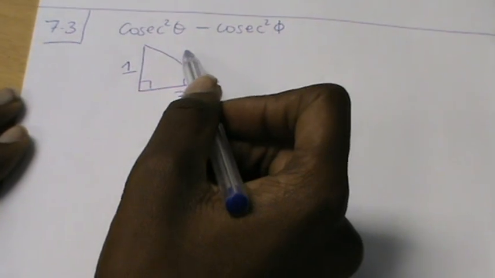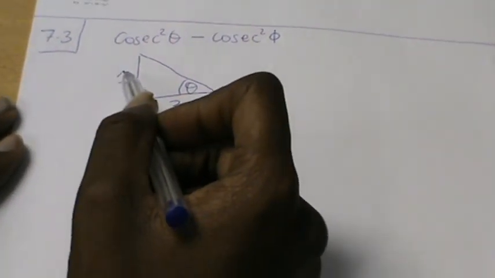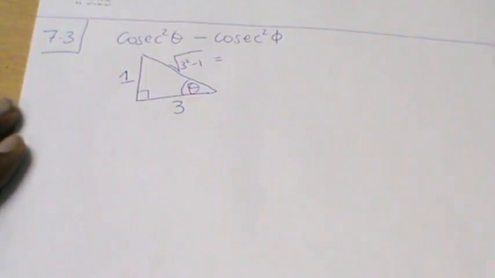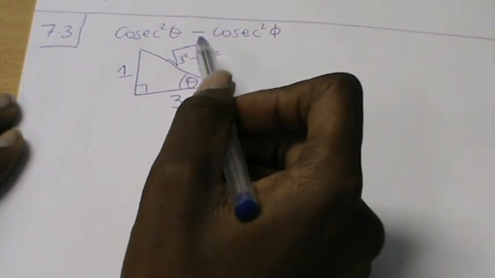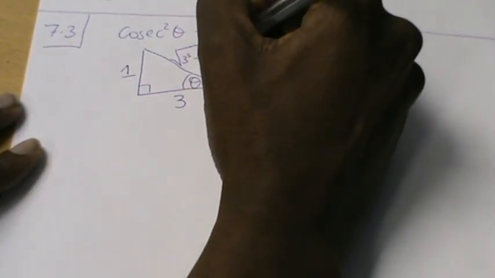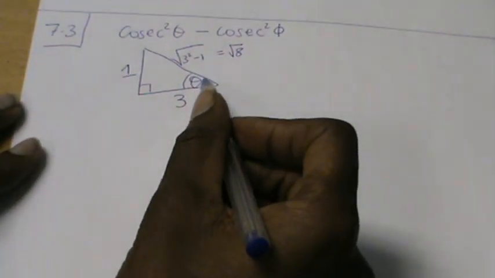And then I use Pythagoras theorem to work this out. Pythagoras theorem says the hypotenuse is equal to the square root of 3 squared minus 1. I'm told to do this without a calculator, so I need to see all this working. This is 3 squared, which is 9, minus 1. This is the square root of 8. Okay, so this is the triangle with theta.